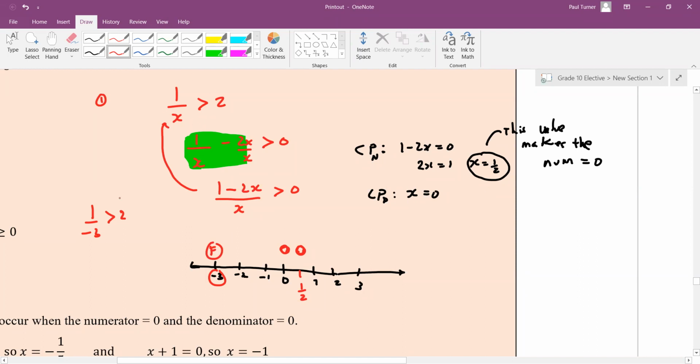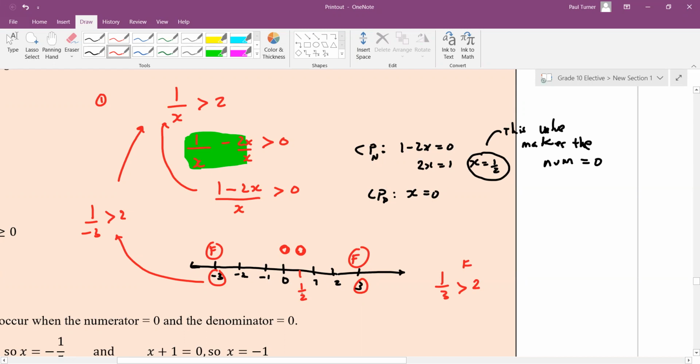So I substitute -3 into my original statement. You can do that one as well, and it's false. So let's try 3 up on this end. So 1 on 3 greater than 2, false again. So this is also false. So it looks like my answer is going to be in here.